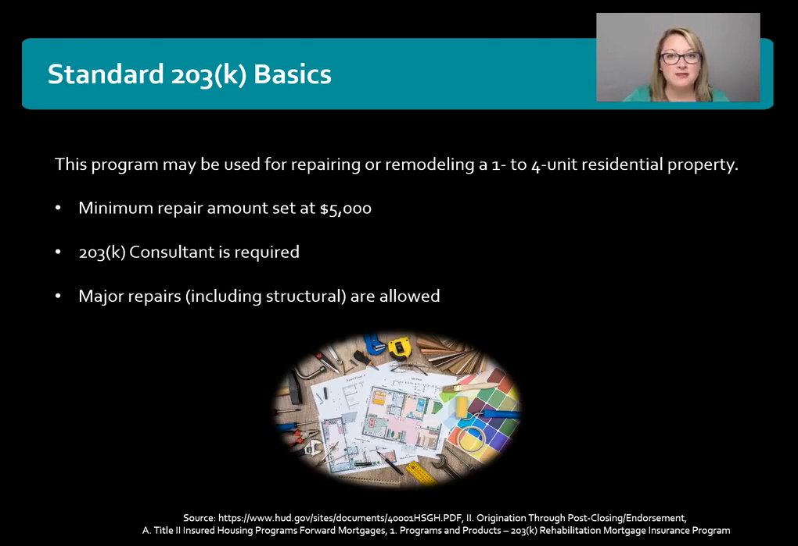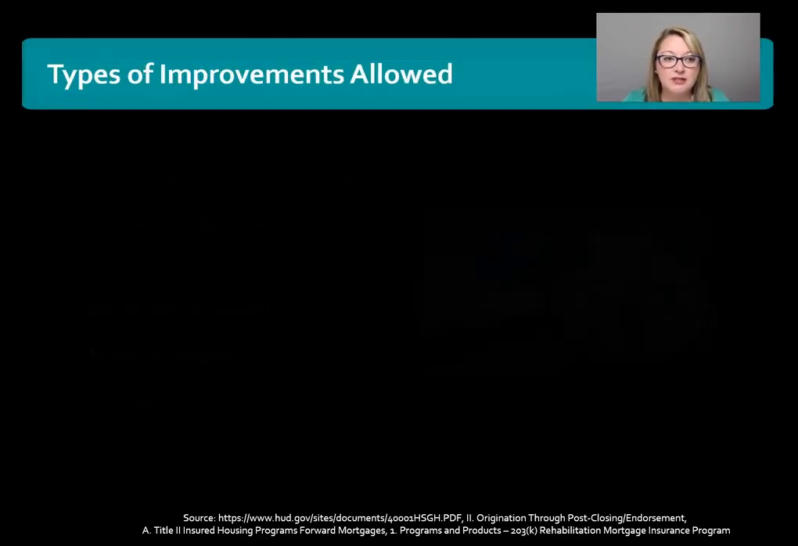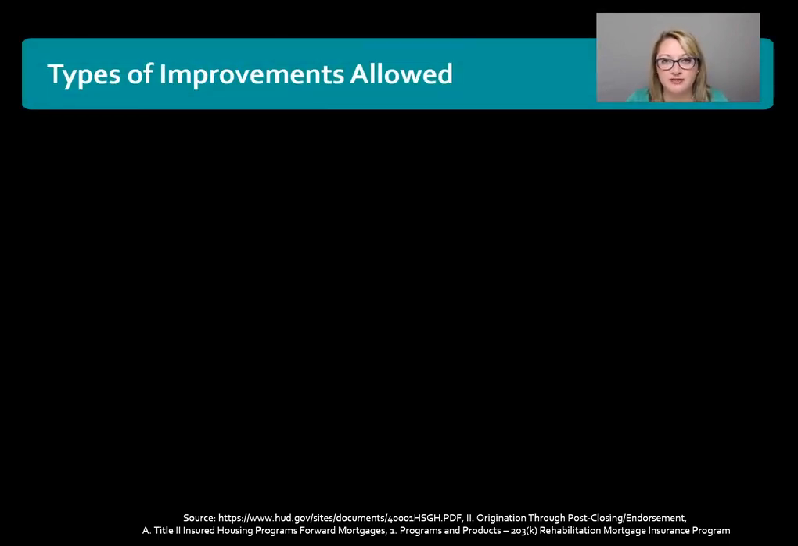Now this program is best when major repairs are required. So that includes structural repairs. So adding an addition onto the home, tearing down walls. So this is really for major renovations. Now we know the property types allowed. Of course, it's the same for the standard. But let's get into the type of improvements that are allowed under this program.